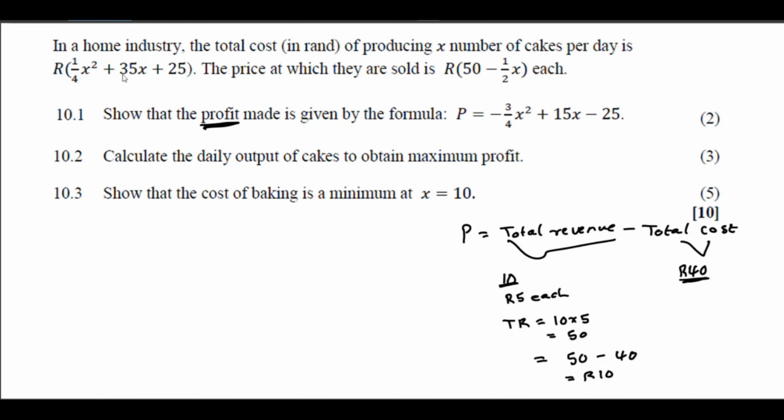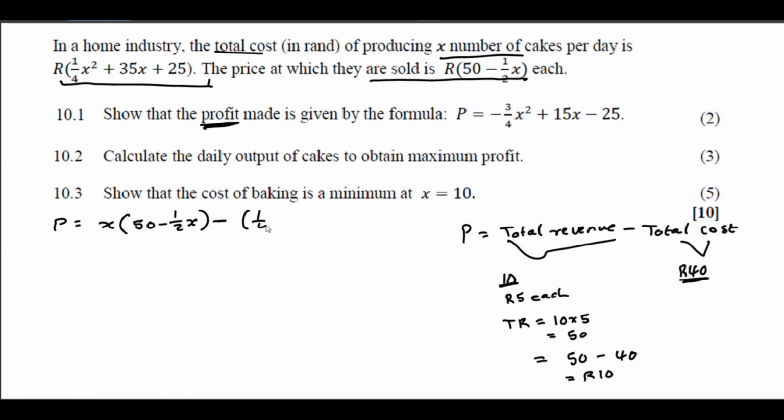We're going to say the profit will be equal to the number of cakes sold per day, multiplied by the price at which one is sold, which is 50 minus 1 over 2 x. Take away what? The total cost. Take away the total cost, which is 1 over 4 x squared plus 35x plus 25.